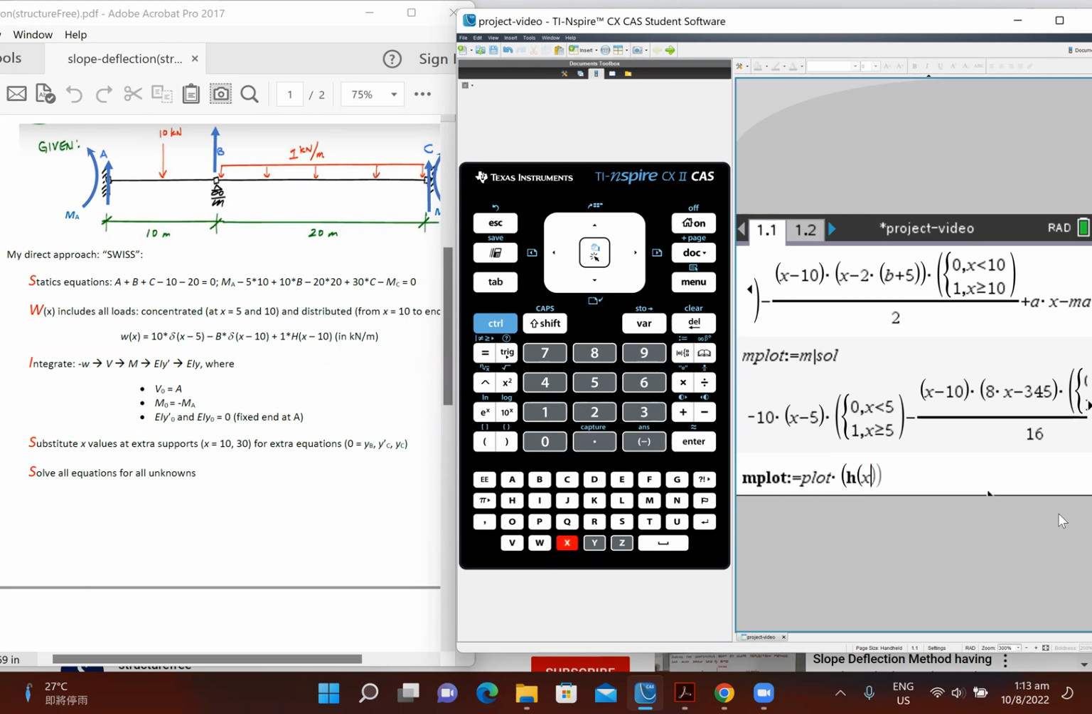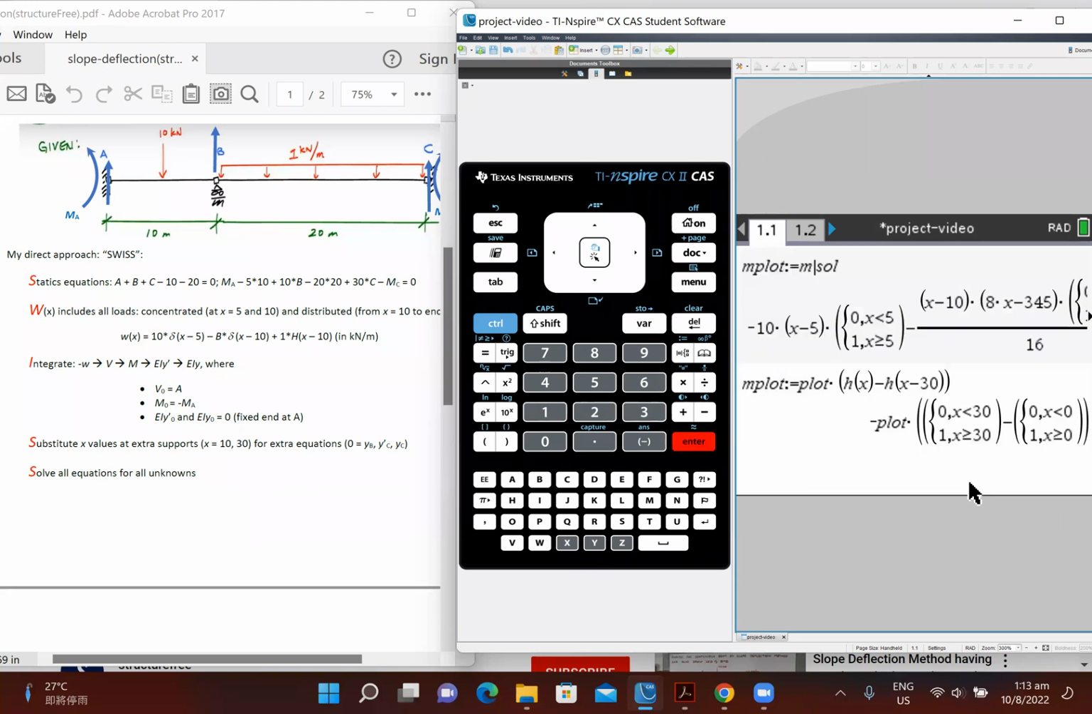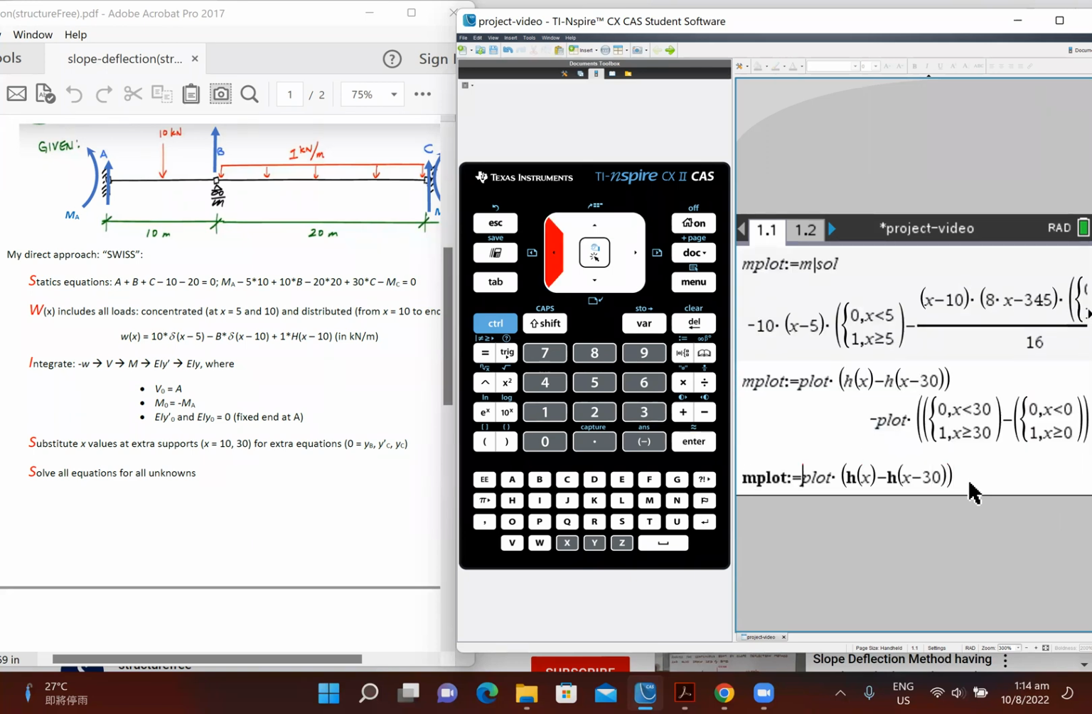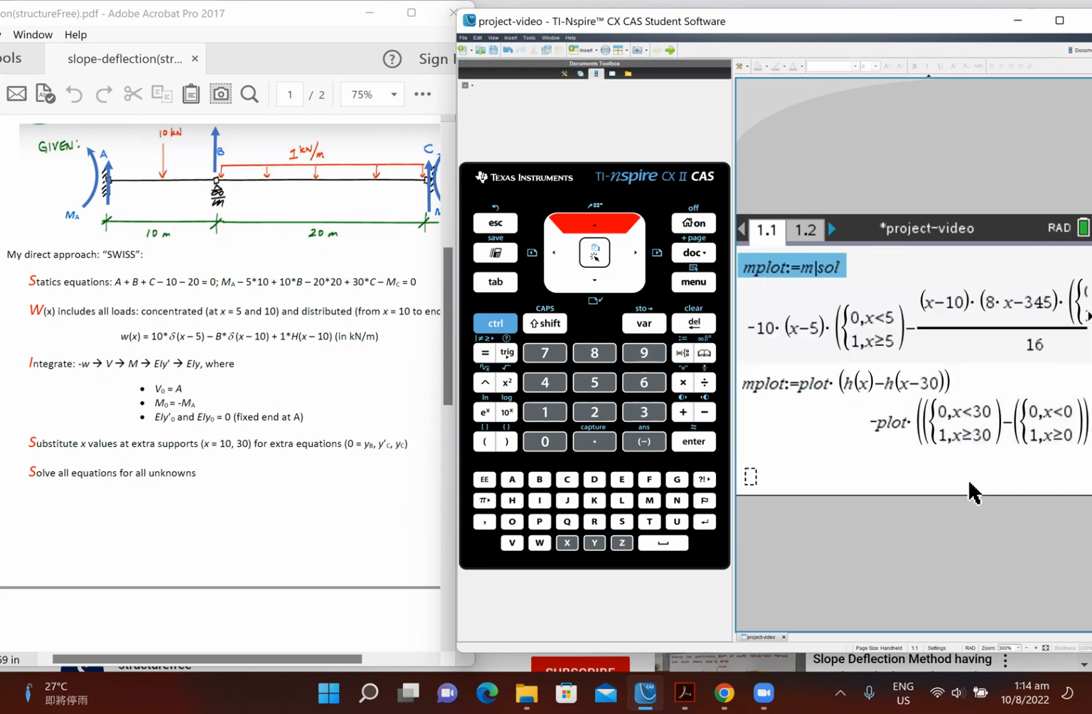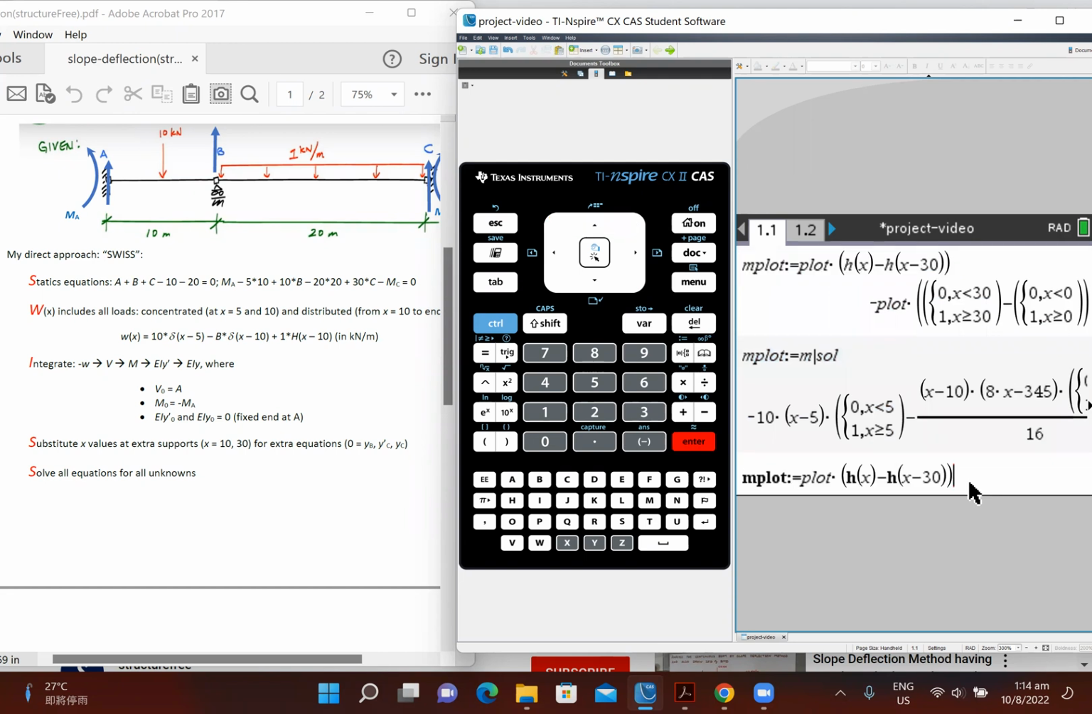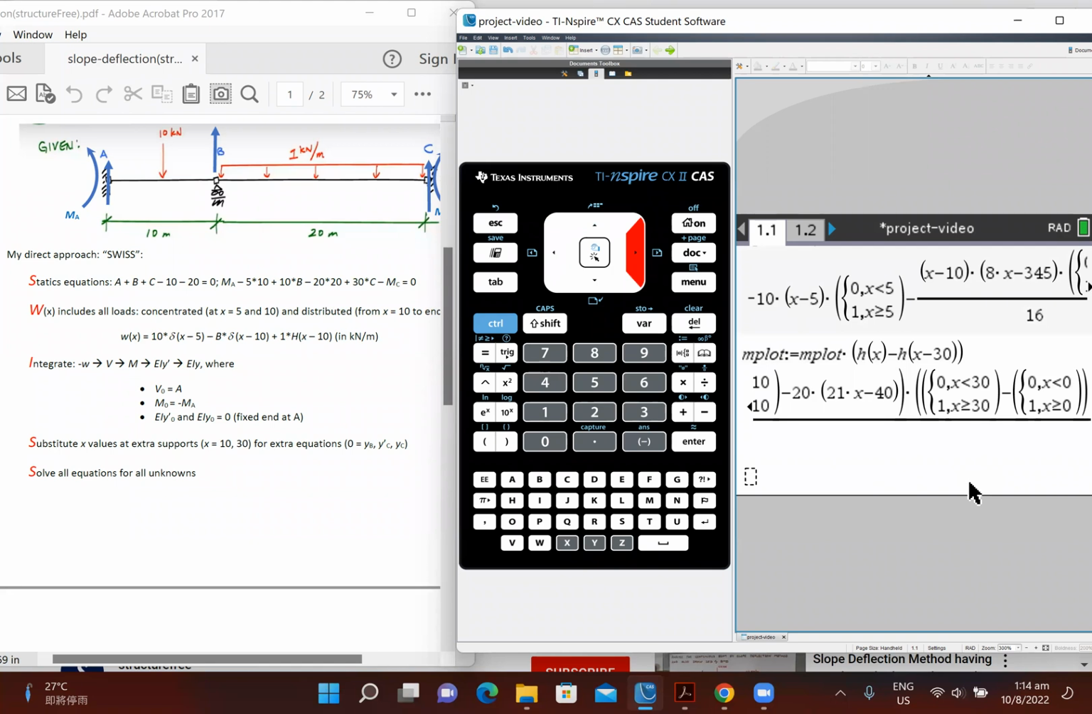So I do it like this: h of x minus h of x minus 30, so that there will be a 0 in here if you're on the left-hand side or the right-hand side of respectively A or C. Okay, so that's my M plot. Oops, typo. M plot will be itself times some trimming. Oops, sorry, I have to fix this. Okay, so this is something you can plot.